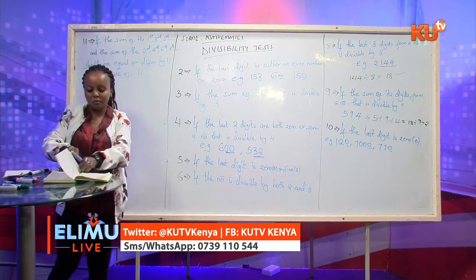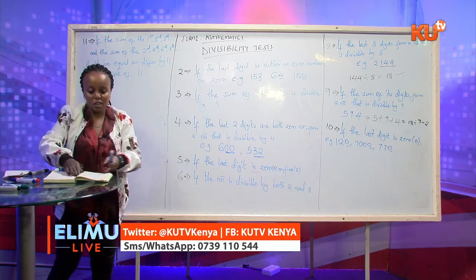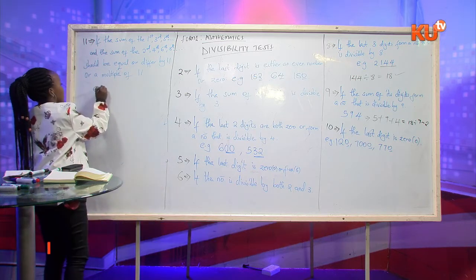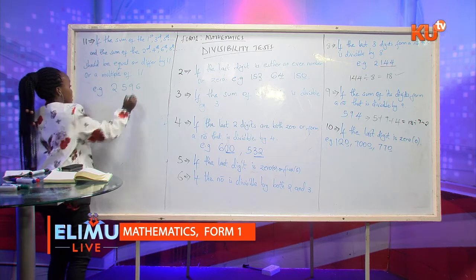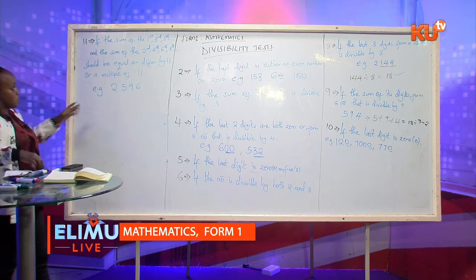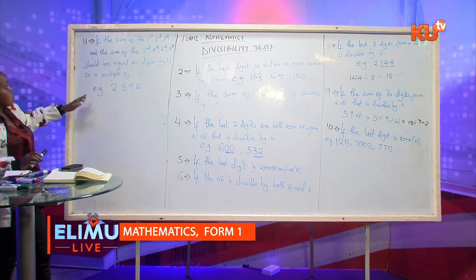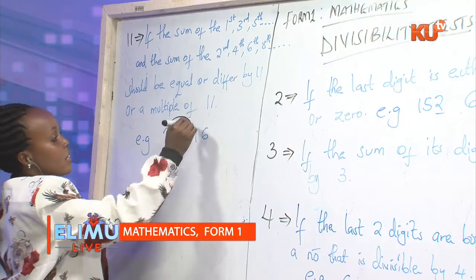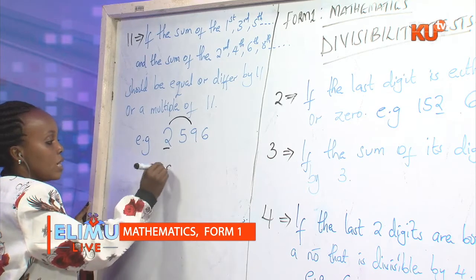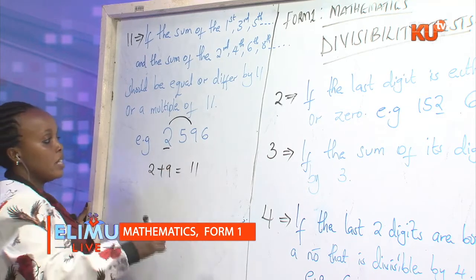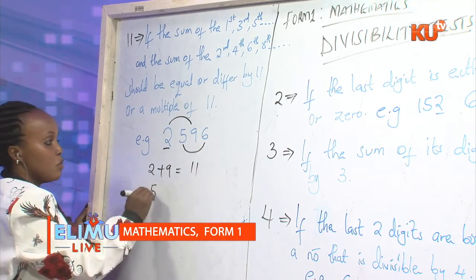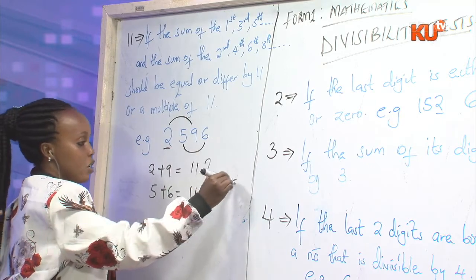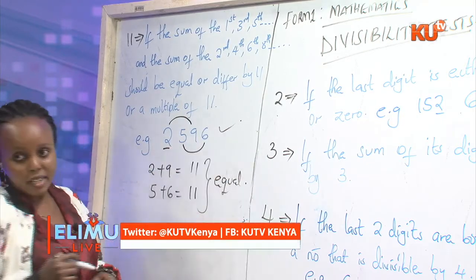I'll give an example of a number. So we have a number like 2,596. We are supposed to find if this number is divisible by 11. As you can see, we are supposed to find the sum of the first, third onwards. So the first one will be 2 plus 9. This gives us 11. Then the other one, second and fourth. So if we take 5 plus 6, this will also give us 11. As you can see, the two sums are equal, meaning that this number is divisible by 11.